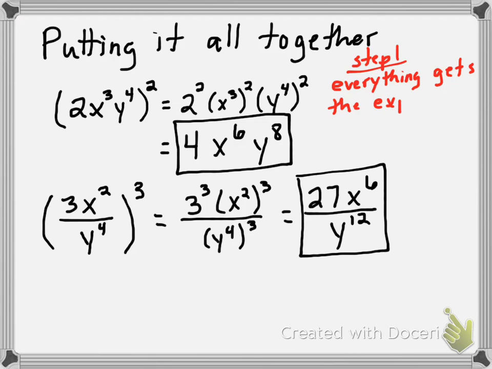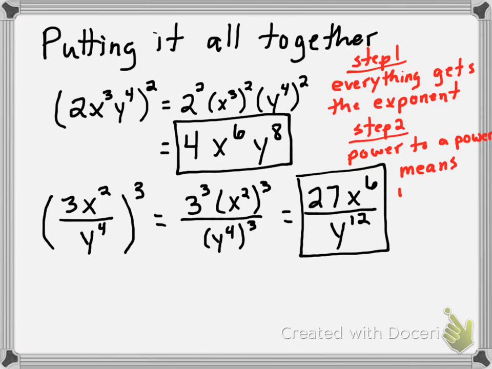Okay, so looking at our steps. Step 1, just like I did both times, everything gets the exponent. Then step 2, you do your power to a power rule by multiplying the exponents. So always start out giving the exponent to everything, and then simplify using your power to a power rule, and you're done.